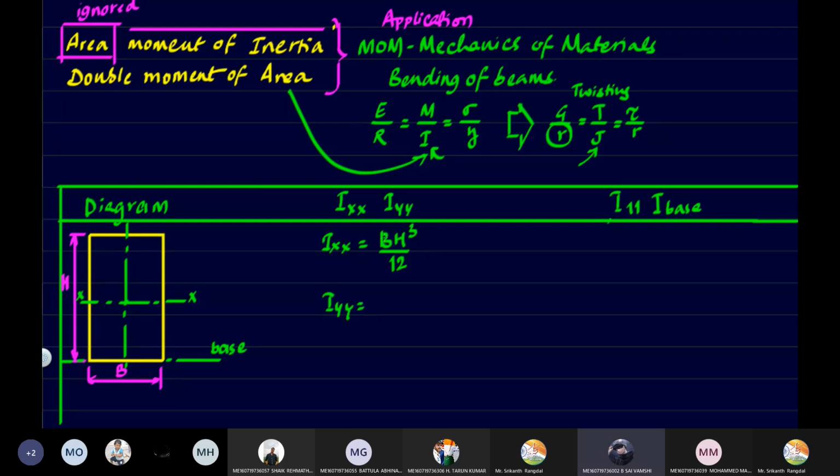B and H will interchange. So instead of B, we write H. Instead of H, we write B. Remaining things remain the same. Okay. This is IYY.